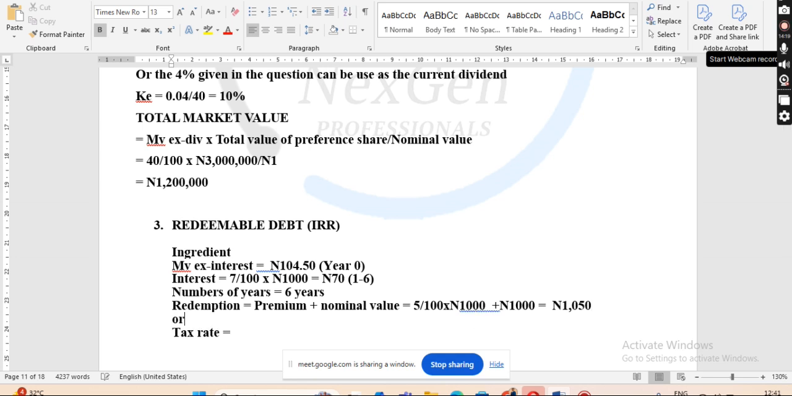Or you could say, let's test something together now, right? Or you say 5% plus 100%, right? Times 1,000 naira. What do you have, class? 5% plus 100%. What do you have, class? 1,050 naira. Thank you.